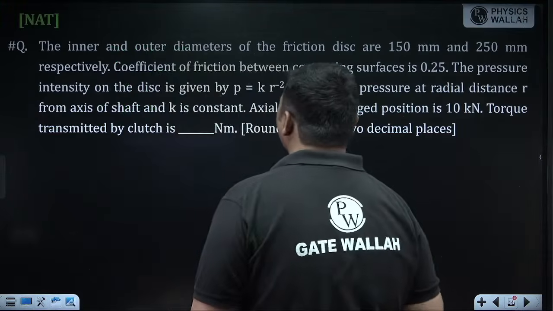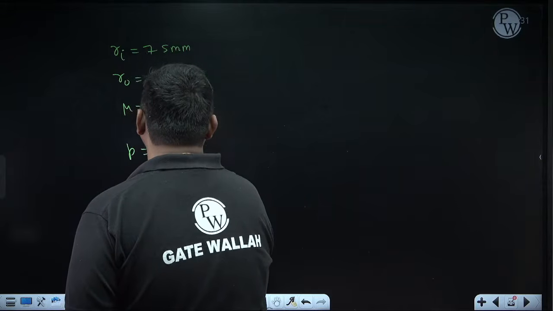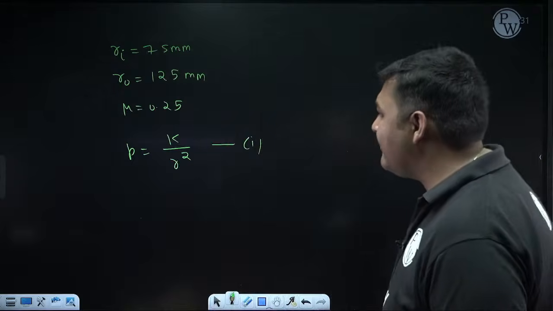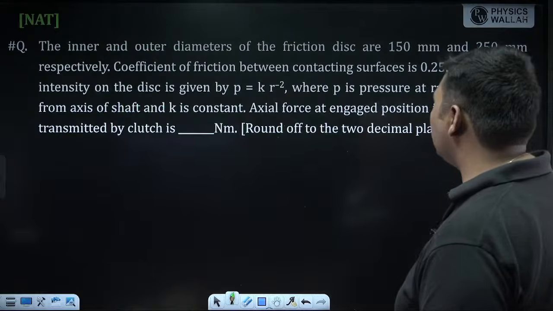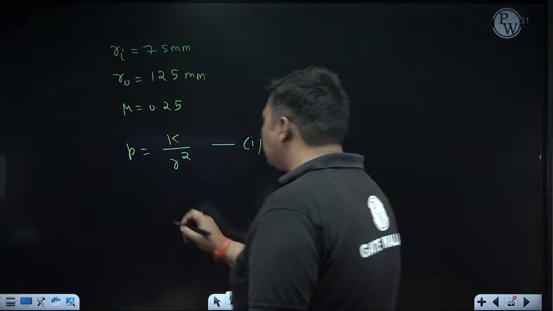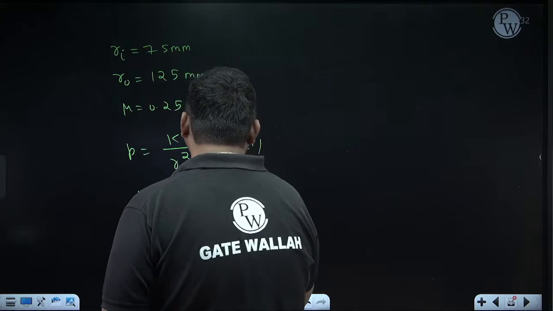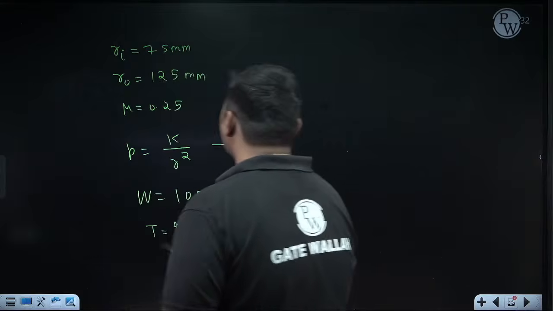Equation of pressure as a function of R is given: P is equal to Kr to the power minus 2. So can I say P is equal to K upon R square, where P is pressure at a radial distance R from axis of shaft and K is constant. Suppose this is equation 1. Now axial force at engaged position is given, that is W. It is 10 kilonewton, in Newton it will be 10,000 Newton. Then the examiner is asking what is the torque transmitted by the clutch.